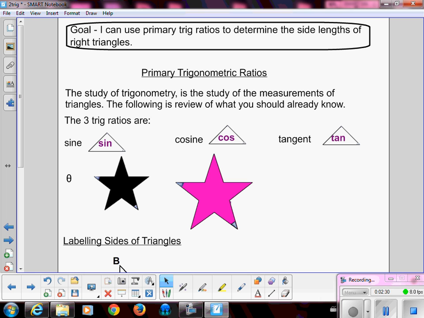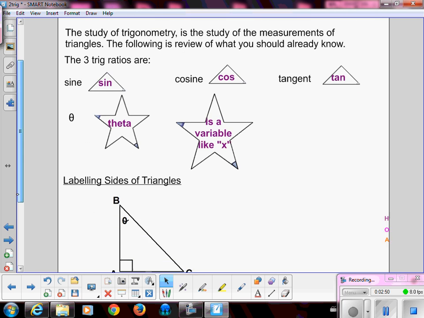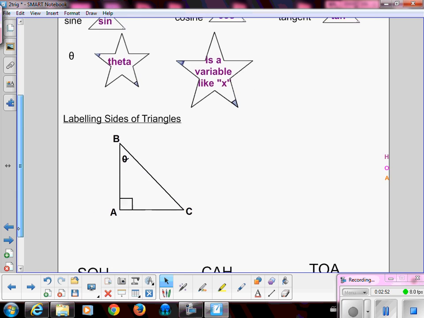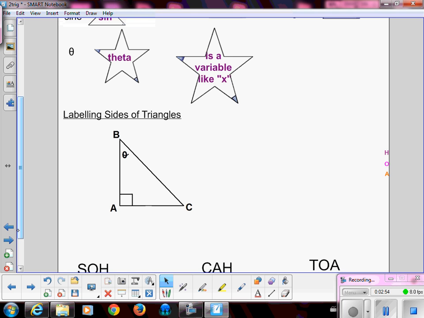The other thing that we see a lot in trig has to do with this little symbol here, which is a Greek letter called theta. Okay, and really all it is, is a variable just like x. So the Greeks used theta because that was probably one of their letters. It was one of their letters in their alphabet, so it didn't seem strange to them. Now also when we're labeling sides of triangles, we're talking about a few different things. Okay, obviously we're using capital letters in our corners, no big deal there.